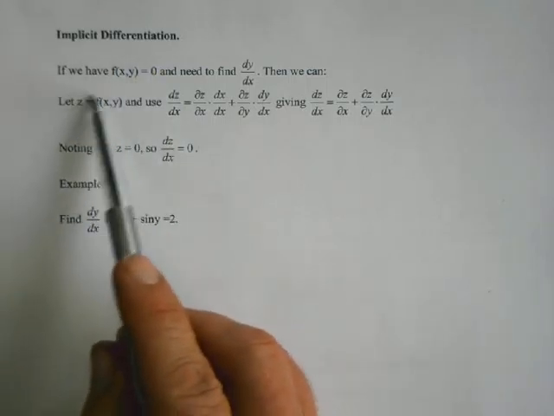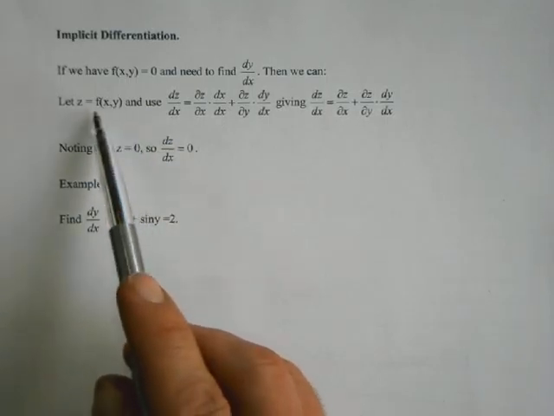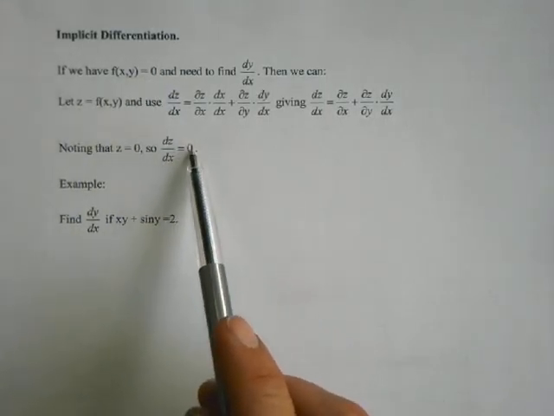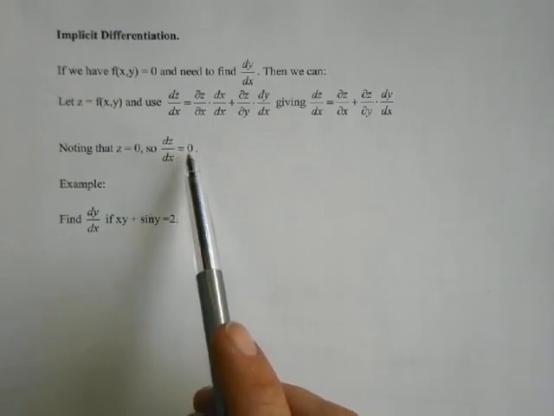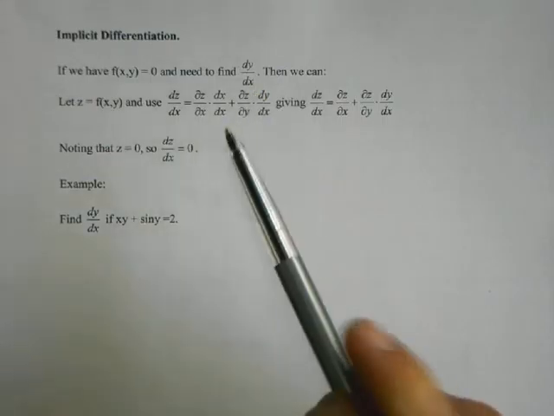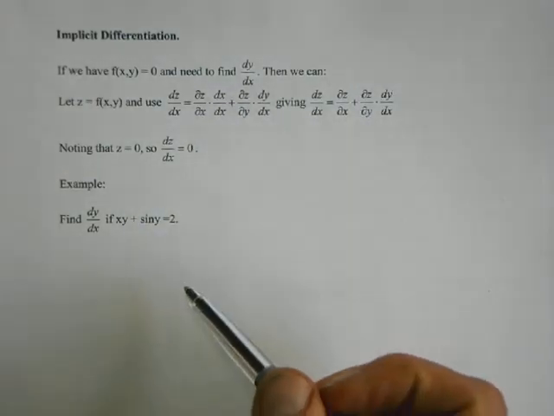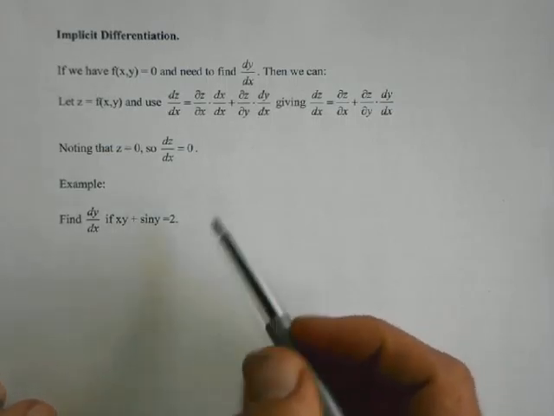So we know that z is equal to 0, so any change of z is going to be 0. Z is always 0, doesn't matter what's going on, the change of z is going to equal 0. So that's a useful thing we're going to use. And then we're just going to use our standard chain rule, noting that dx is 1, so that disappears over there. Okay, so we're going to use these two tricks to sort this out.